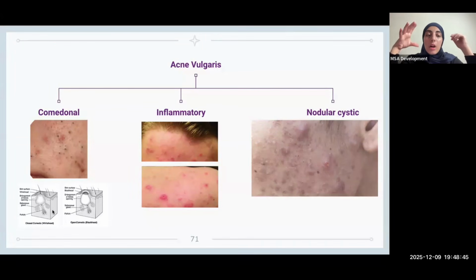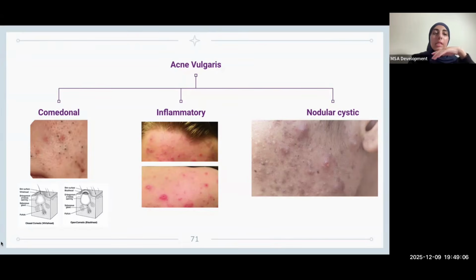Okay, why is the open comedone black? Because when it's open, all the sebum that's inside is exposed to the air and exposed to oxygen in the air, it's gonna get oxidized and it will turn black. Okay, so comedones can either be white, which are closed, or they can be open, which are black comedones.